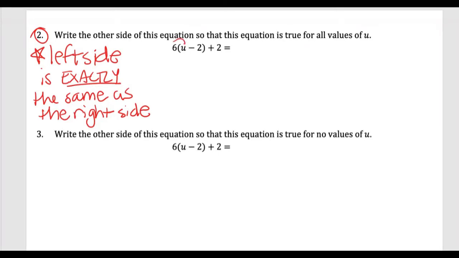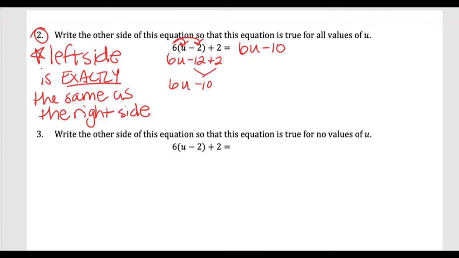So I could distribute and get 6u minus 12 plus 2. Combine like terms here and get 6u minus 10. So I know that the left side is going to simplify down to 6u minus 10. So I could make 6u minus 10 be the option of what the right side could equal for this to be true for all values.